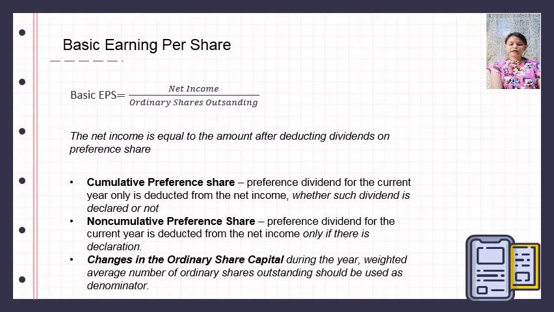And if the preference share is non-cumulative, the preference dividend for the current year is deducted from the net income only if there is a declaration. And lastly, if there is a significant change in the ordinary share capital during the year, the weighted average number of ordinary shares outstanding during the period should be used as the denominator.